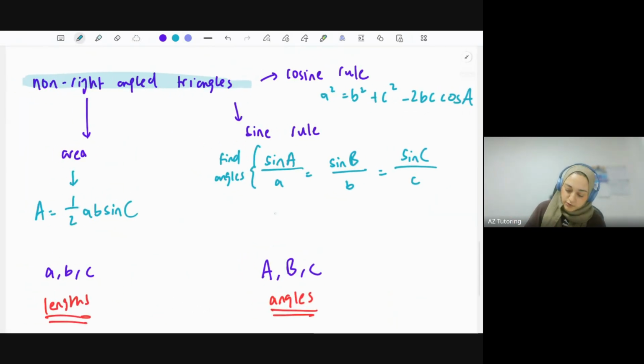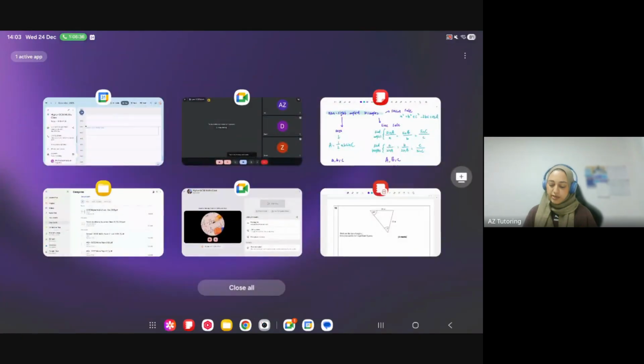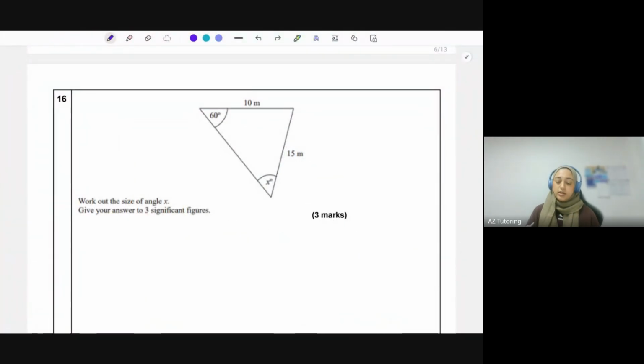Now the other version of the sine rule is just the opposite way around. So A over sine A equals length B over sine of angle B equals length C over sine of angle C. This version, I'm sure you should have guessed it, the lengths are on the numerator, so we use this version to find lengths. In the exam question, we're finding an angle, so we're going to use the angle version of the equation.